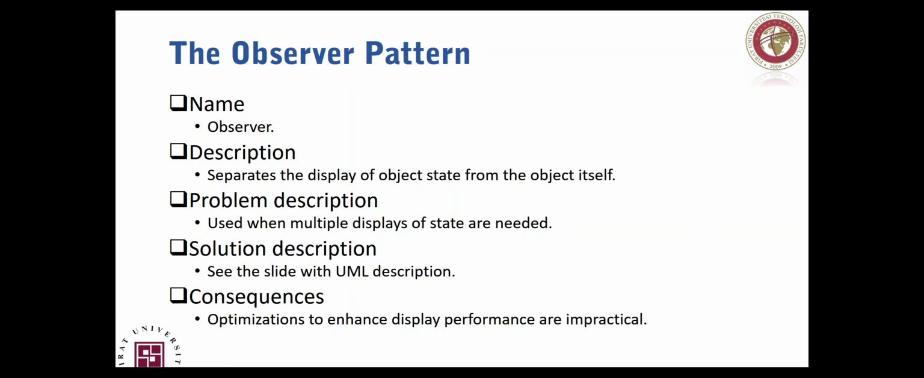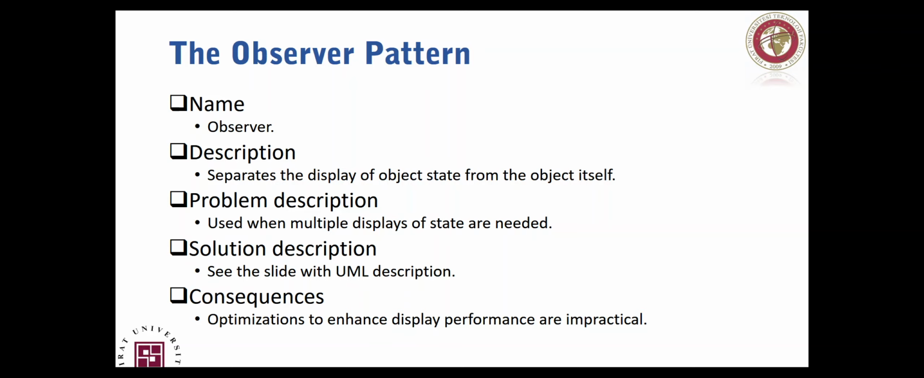Now we have a very popular example, which is the observer. The observer, as the name says, observes the state of an object. If the state is changed, then we may display based on the new state. So that is where the description comes in. We have a display that is separated from the object itself. So we have two separate objects: an object and its state, and then we can display based on the state of the object. If it is changed, we have a new display type.